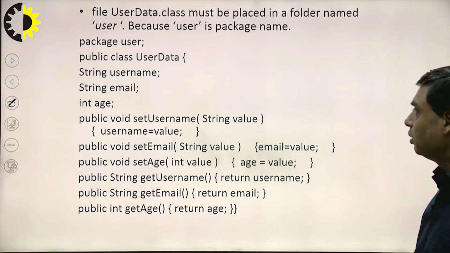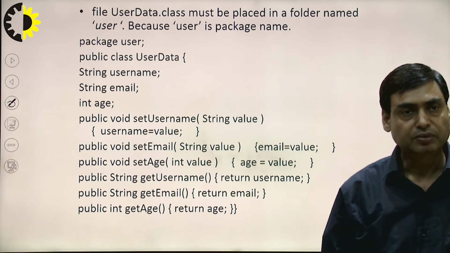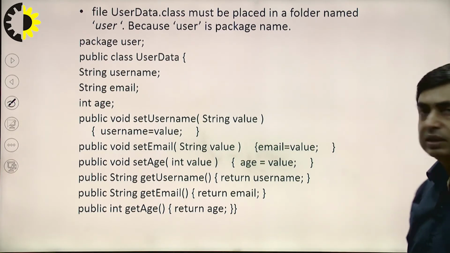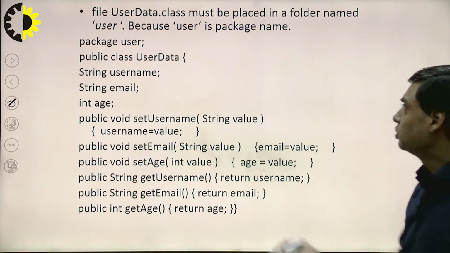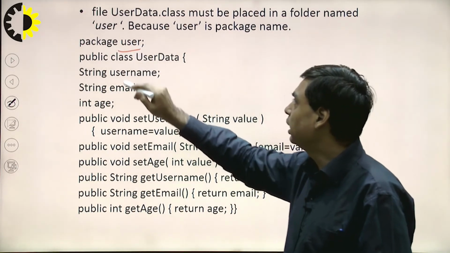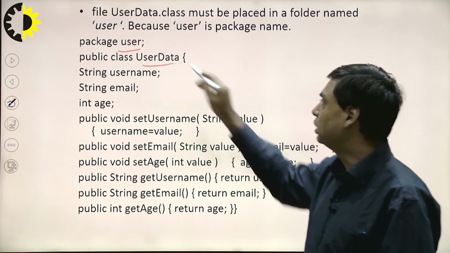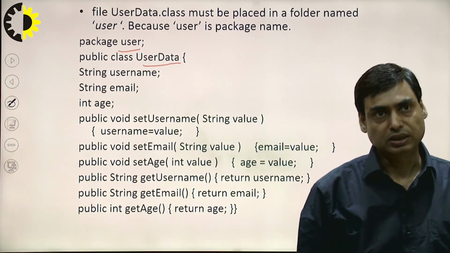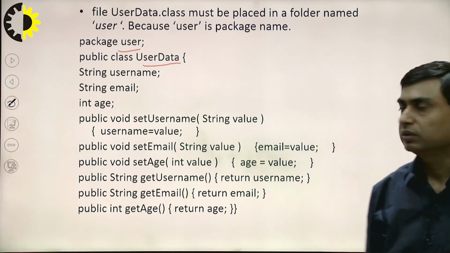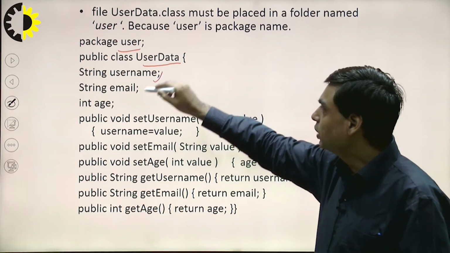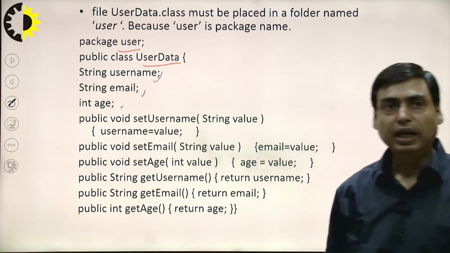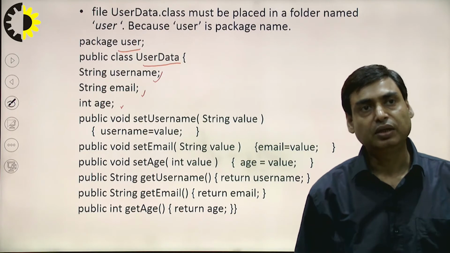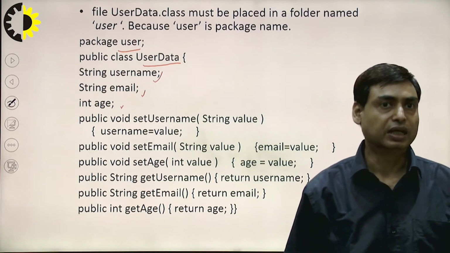This is the bean in which we will store the value that will be taken from the user with the help of the HTML page. Bean is basically a Java class. It is stored in a package user, and the name of the bean is user data, and 3 corresponding variables are defined according to the HTML text boxes. We have username, email, and age, and in a Java Bean, every variable must have a setter and getter method.